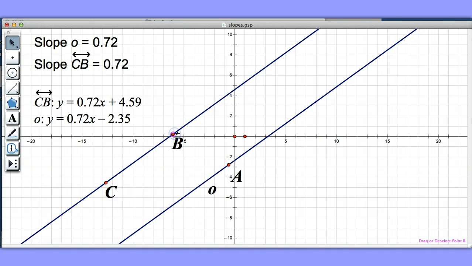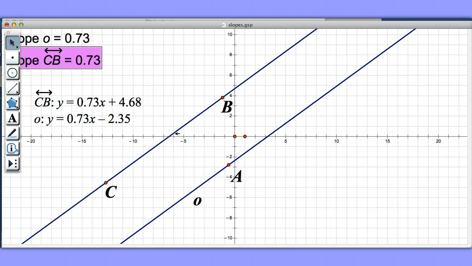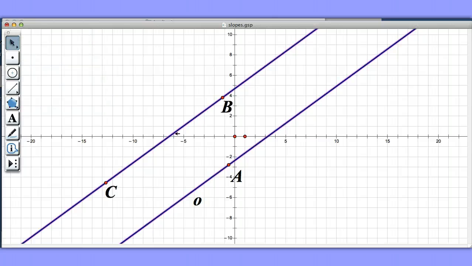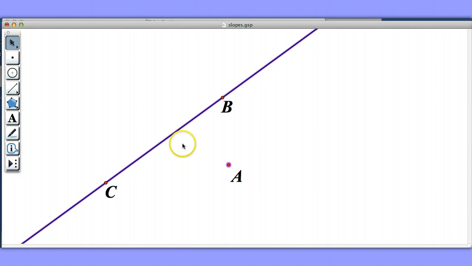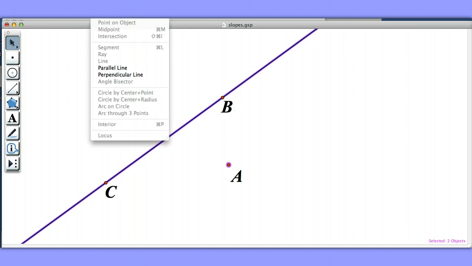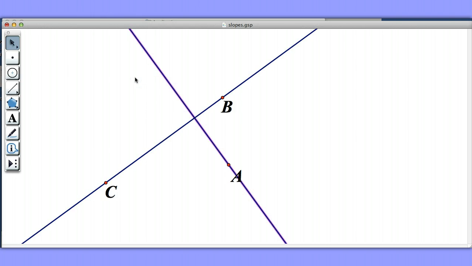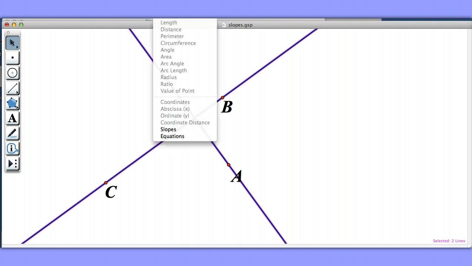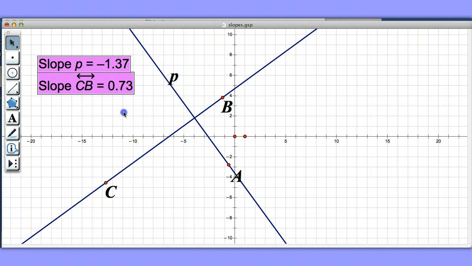All right, let's undo this a little bit, and we will go now and work with perpendicular lines. So parallel lines have the same slope, but what about perpendicular lines? Let's begin by constructing a perpendicular line, and we'll measure these slopes. So we say measure slopes, and clearly the slopes are not the same. Line P has a negative slope, and line BC has a positive slope. So the slopes have opposite signs.